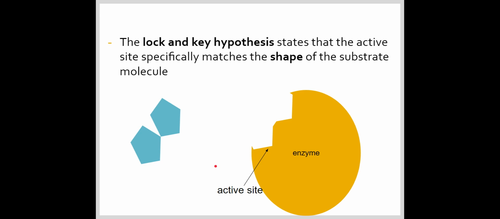So the lock and key model hypothesis states that the active site specifically matches the shape of the substrate molecule. These few diagrams are going to demonstrate how the active site changes with denaturation with high temperatures, and then the substrate can no longer bind to the active site. Here it can quite easily because the shape is the same.